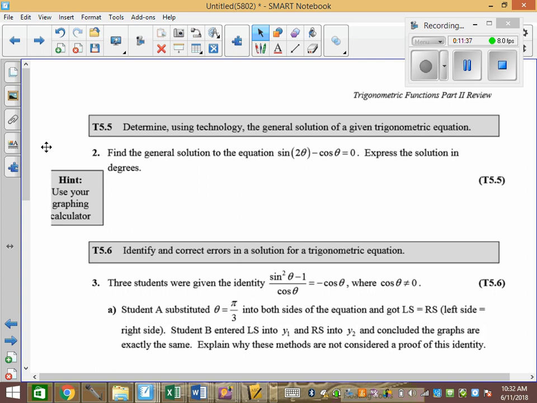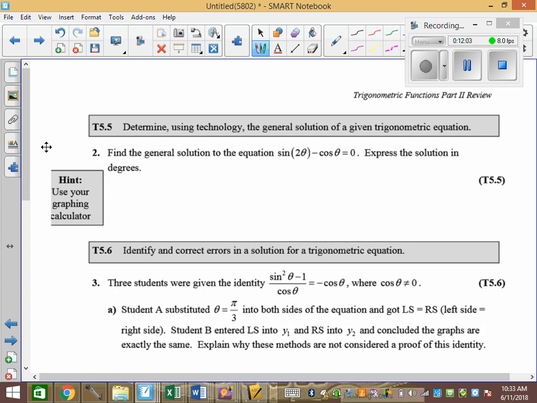So this one, determine using technology the general solution of a given trig equation. General solution means you need that plus 180n, n an integer, or plus pi n, n an integer. You need the general solution, the solution for every single answer because they didn't restrict your domain. Okay? So find the general solution, express the solution in degrees. So hint, use your graphing calculator.